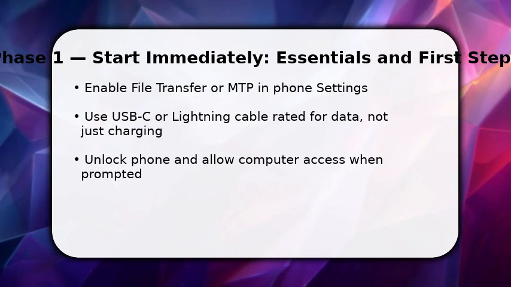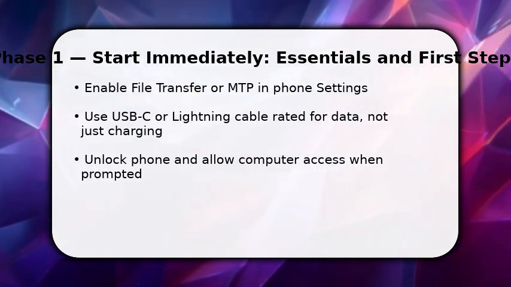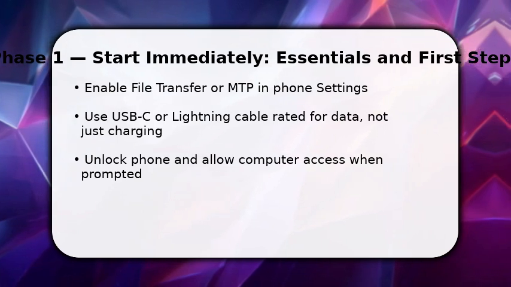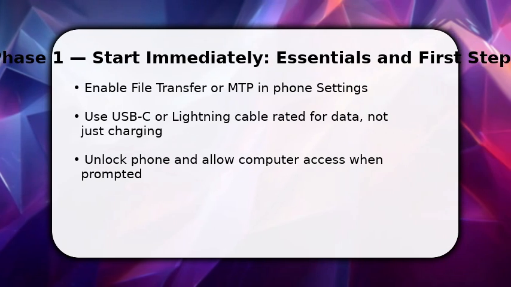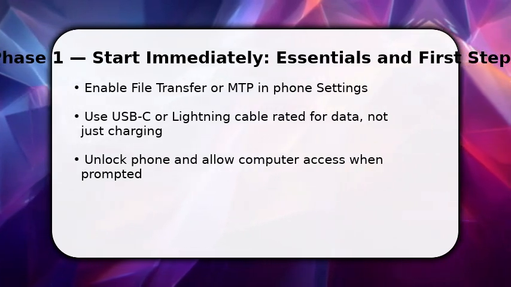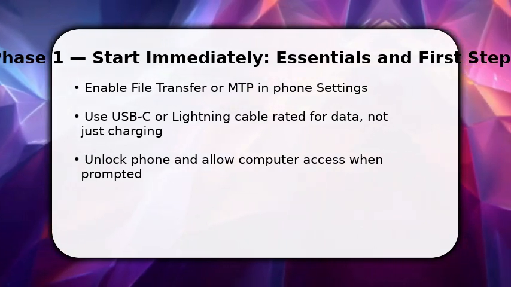You start by preparing both devices: unlock the phone, plug the data cable into the phone and laptop, and set the phone to File Transfer or MTP mode. Once done, watch for the phone prompt and tap Allow so the laptop can access files. This prevents permission blocks.